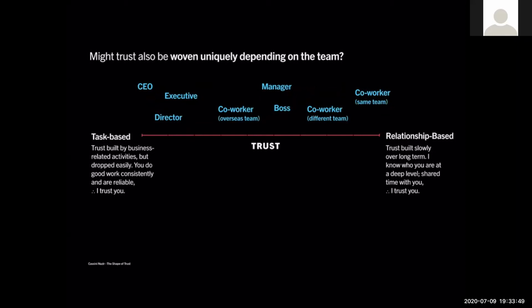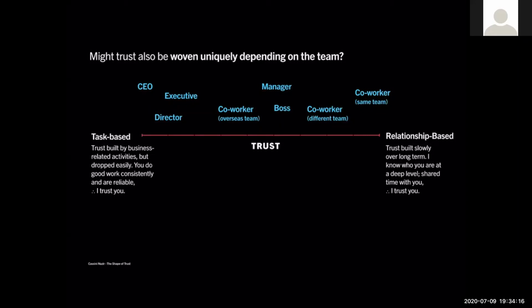You may go to lunch with them. You may text them or call them. Whereas somebody on a different team or an overseas team, you probably are looking more at what's their work output, how productive are they, or how unproductive are they, to put it another way. And so trust is woven very differently depending on our relationships with individuals.